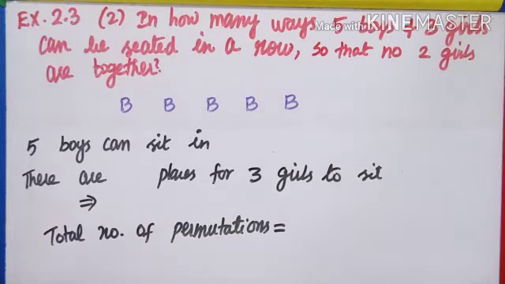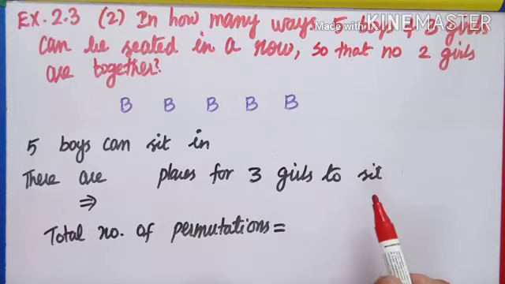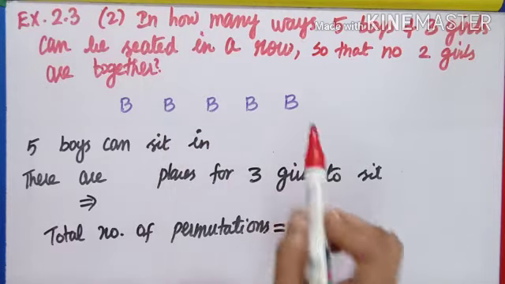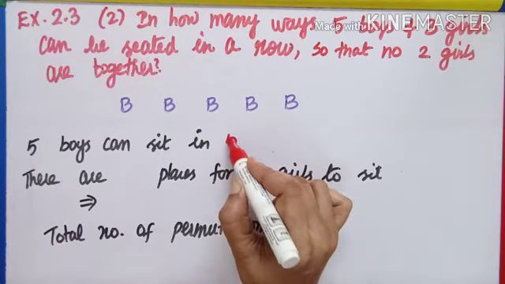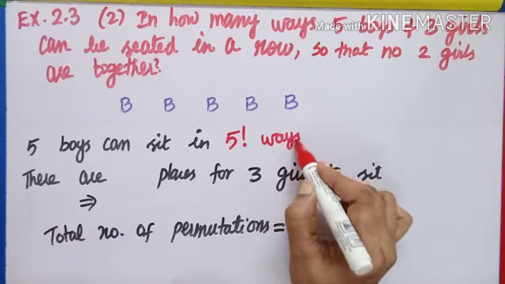Exercise 2.3, question number 2. In how many ways can 5 boys and 3 girls be seated in a row so that no 2 girls are together? There are conditions. First thing, 5 boys. No condition for the boys. Tell me, 5 boys can sit in 5 places in how many ways? 5 factorial ways. This is the first step.